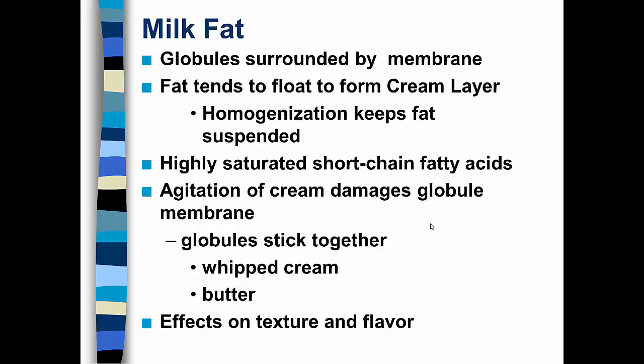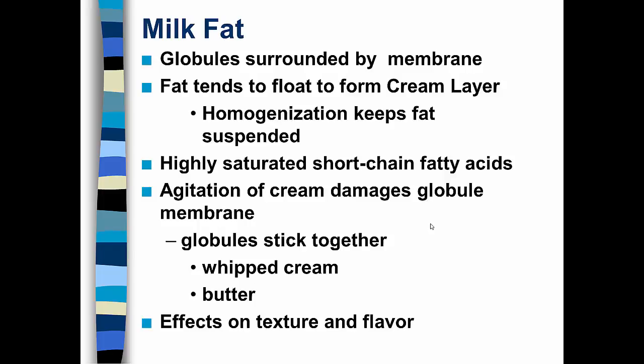Now, if you allow your milk fresh from the cow to sit and the fat globules rise and you get a layer of cream, you can take that cream and agitate it. You can do that by putting it into a butter churn, or by just putting it into a jar and shaking the jar, or by putting it into a bowl and whisking it vigorously. When you agitate it, you damage those fat globule membranes, and the fat globules start sticking together and form aggregates, and these aggregates provide the structure of whipped cream.